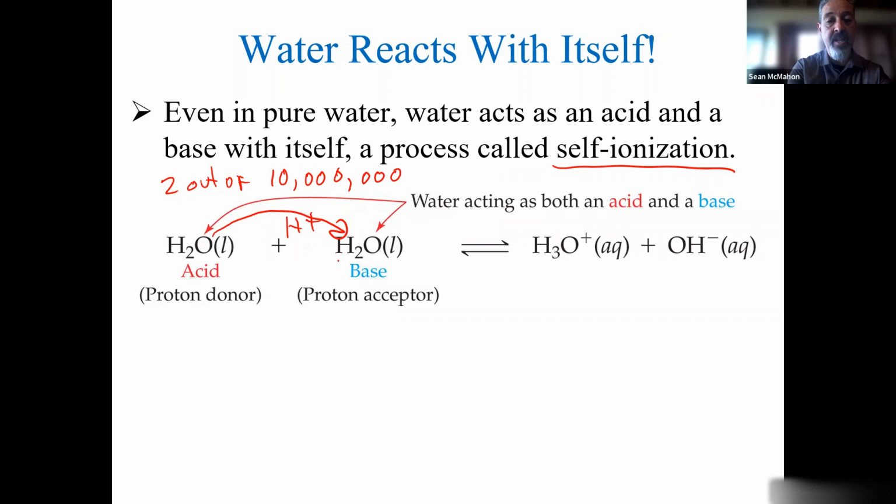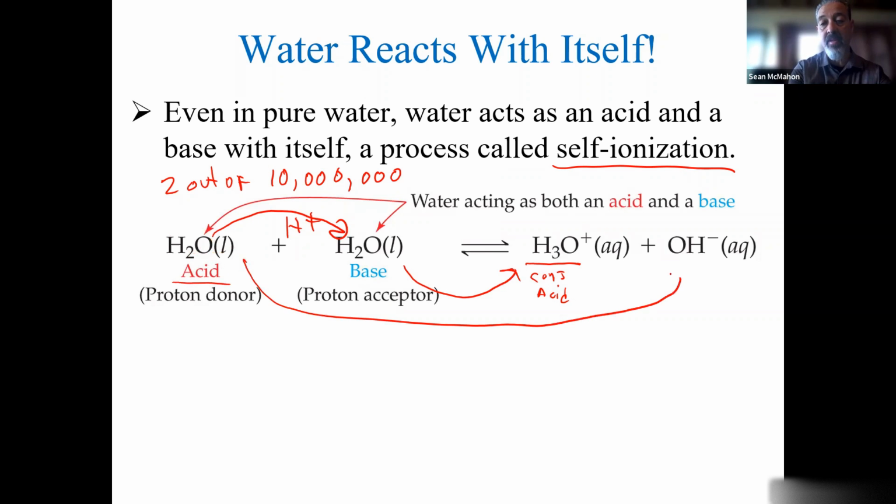And when it does that, I actually produce the hydronium ion. So they kind of switch this up and now it becomes the conjugate acid. And I have the hydronium ion. And the acid that donates the proton becomes the conjugate base, the hydroxide ion. And remember that I had said that we measure acidity based on the concentration of the hydronium, and we measure basicity based on the concentration of hydroxide.